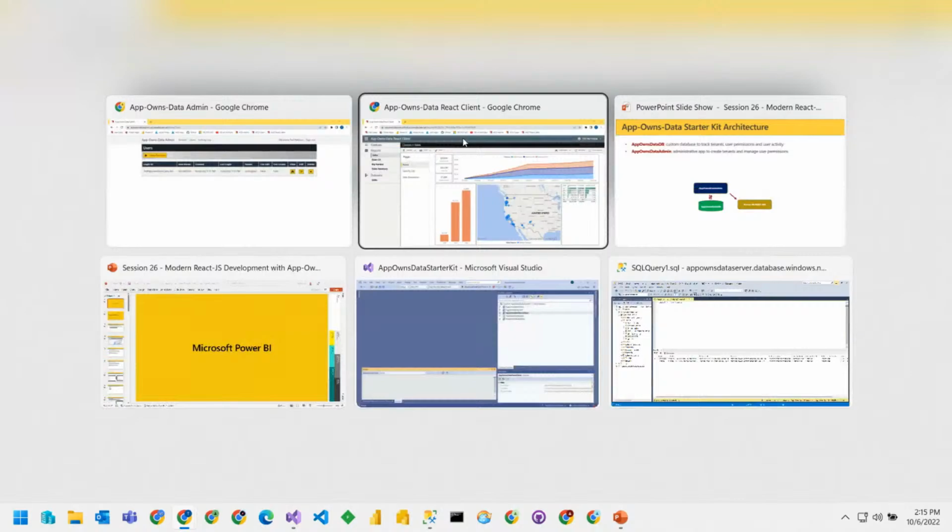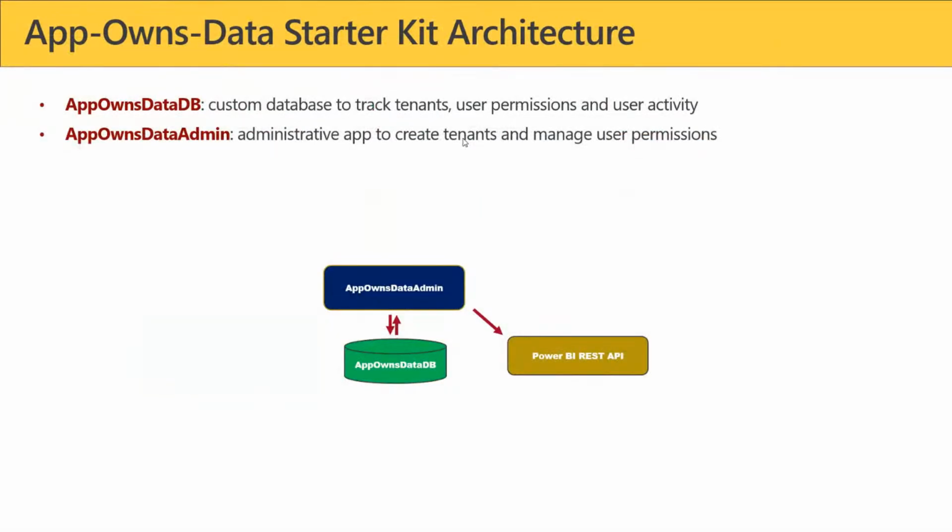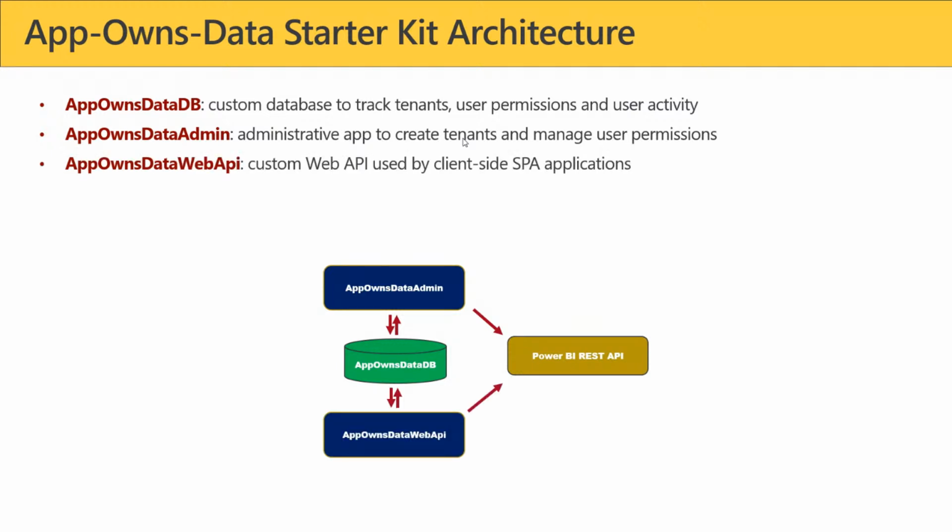Now with that, let's go back to these slides. I'm not really going to cover the App Owns Data Admin application in more detail, but what you can see in the big picture is that it's important because it's the thing that we use to provision the customer tenants. Now, the part we're more focused on in this session is consumption. How do we get these embedded reports in front of the users of the application?